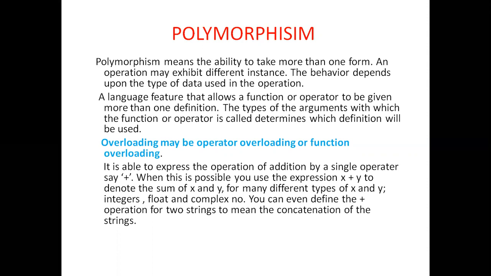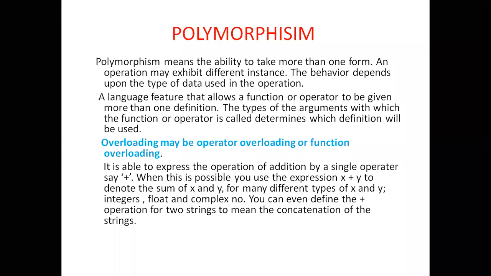So if we have string operands, it is concatenating the output. If we have number operands, it is adding two numbers. We have a single operator plus, but it works in multiple ways. In one place it adds two numbers, in the second place it concatenates two strings. That is called polymorphism.